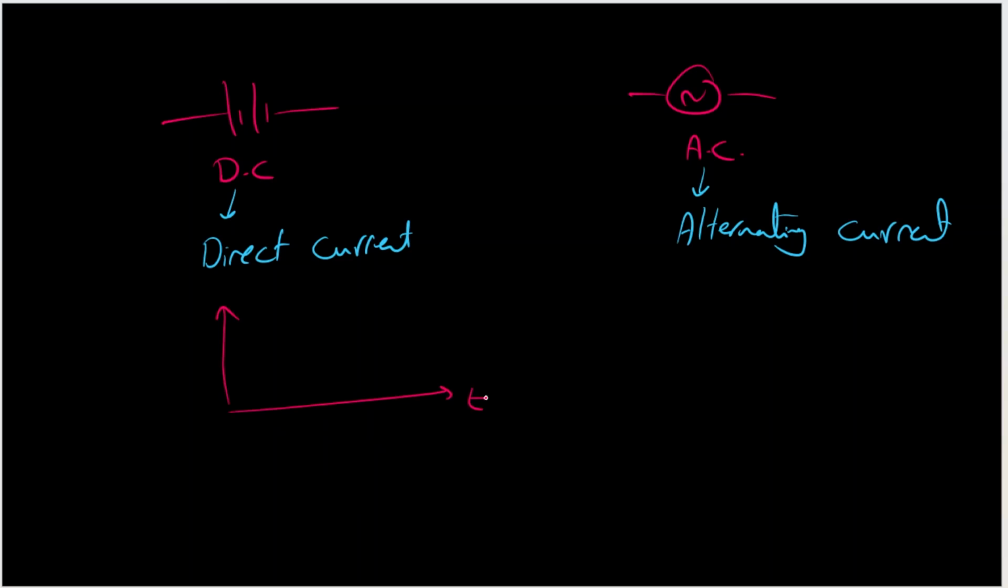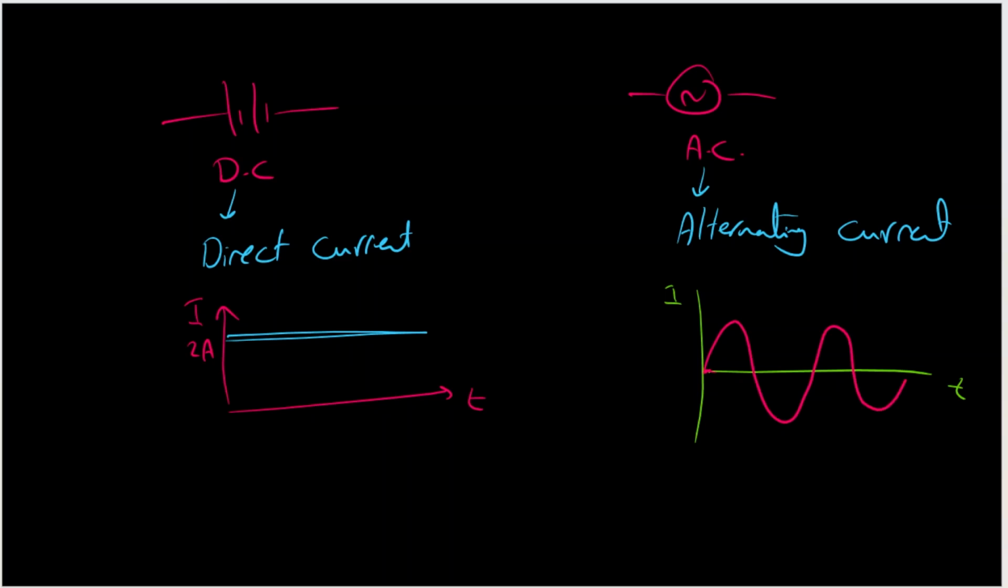DC means as time passes, the current is kept constant in intensity and direction. For example, 2 ampere, it will be 2 ampere all the time. But alternating current means as time passes, the direction and the value of the current changes in a sinusoidal wave. For example, if this is 2 ampere, this will be negative 2 ampere. And as you can see, as time passes, the intensity increases from 0 to 2 ampere, then decreases from 2 to 0, then increases in the opposite direction from 0 to negative 2, and so on. So the current reverses its direction every half cycle. This is what's meant by AC, alternating current.